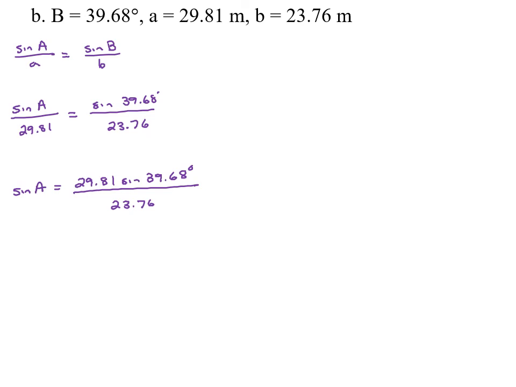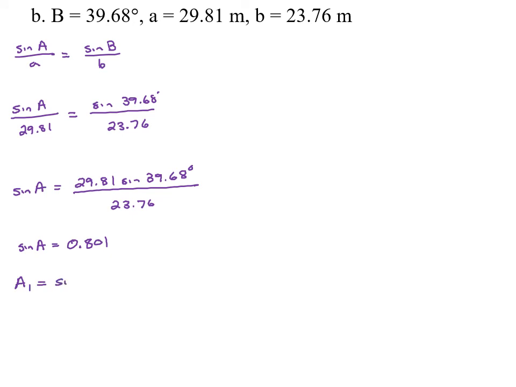So 29.81 times the sine of 39.68 divided by 23.76. And so I will get that sine A comes out to 0.801-ish, somewhere in that area. So this could have an option that you have one or two answers. And so we assume there are two.